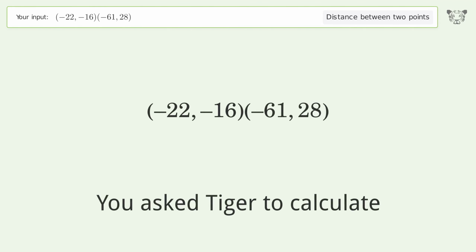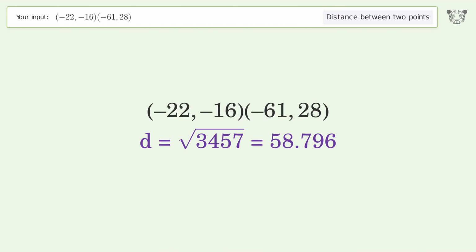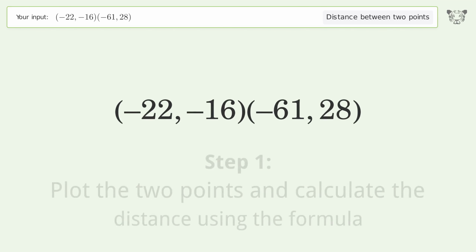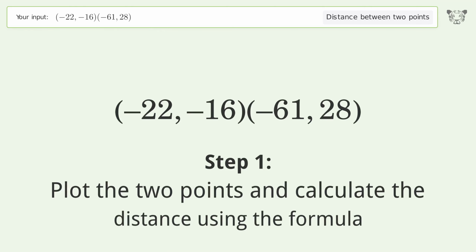You ask Tiger to calculate. This deals with the distance between 2 points. The distance between the 2 points is the square root of 3,457, or 58.796. Let's solve it step by step. Plot the 2 points and calculate the distance using the formula.